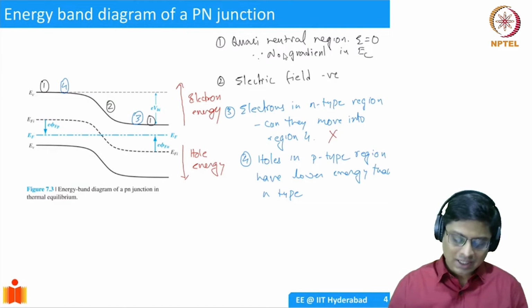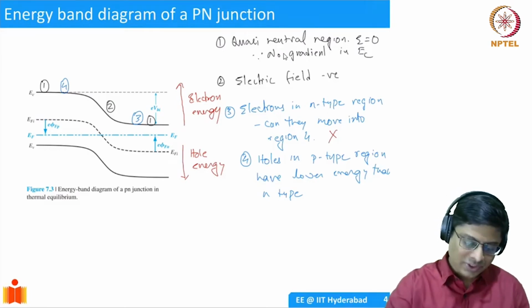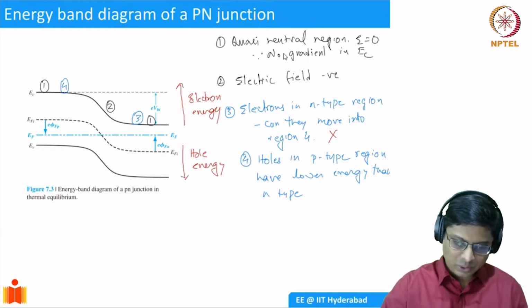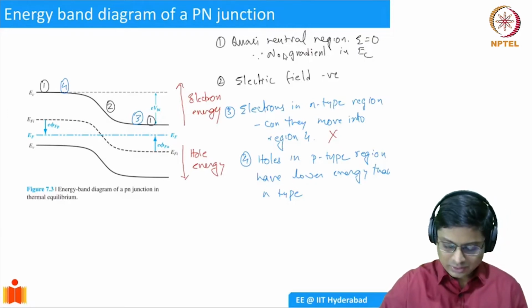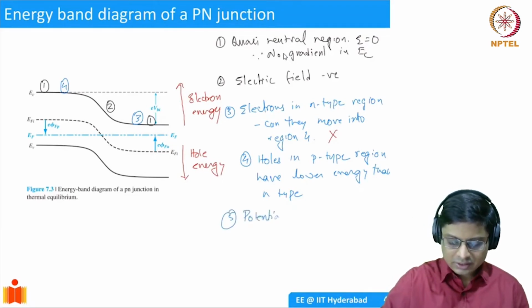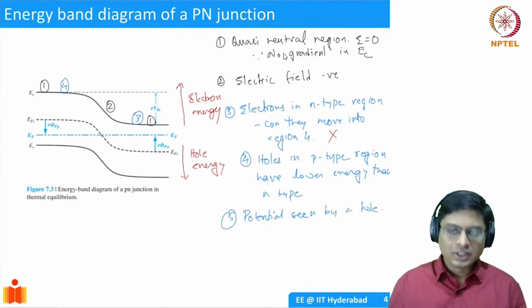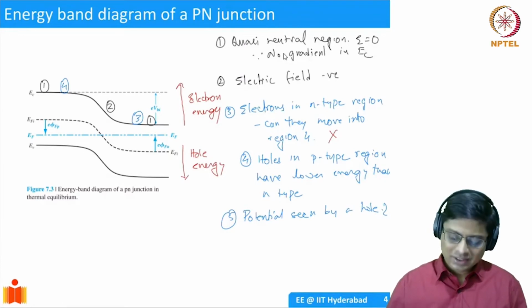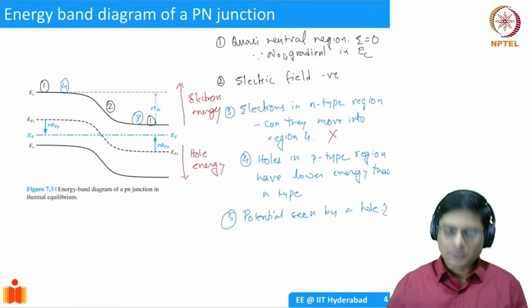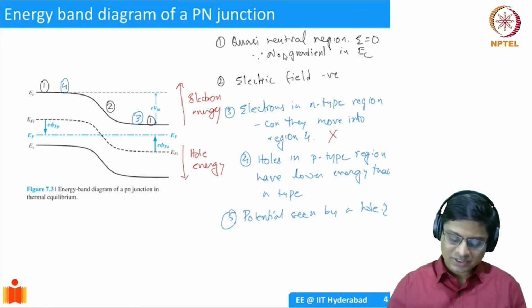Okay. And you could also talk of potential. Fifth one, potential seen by a hole. What is the potential that will be? Essentially you have potential energy, which is charge times the potential. For a hole, the charge is plus Q. So essentially it will be the same.